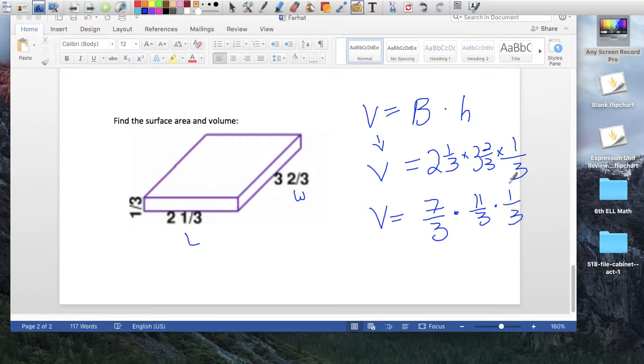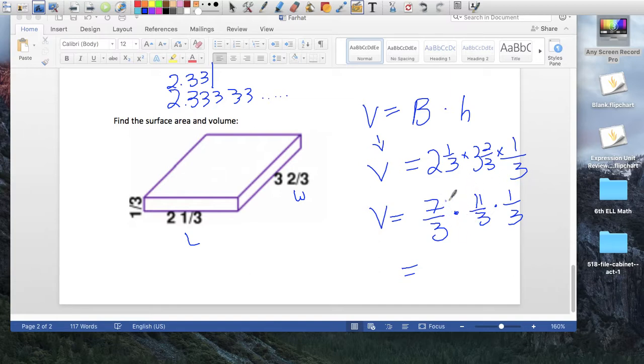There's a reason why I didn't change this to decimals, because 2 1/3 is actually going to be 2.3333, and go on and on forever. So it's better to leave it as a fraction, okay, because if you round it to 2.33, it's not really its exact measure. So I'm leaving it as a fraction. I change everything to improper.